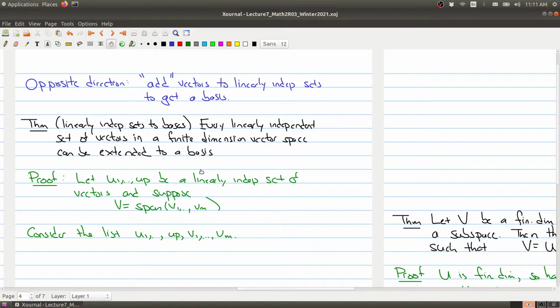So here's the theorem, which I just denoted as linearly independent sets to basis. It says every linearly independent set of vectors in a finite dimensional vector space can be extended to a basis. Here's how the proof works. Let u1 through up be any linearly independent set of vectors. Because your vector space is finite dimensional, there are m vectors, probably no relation to the u1 through up, such that V is equal to the span of v1 through vm.